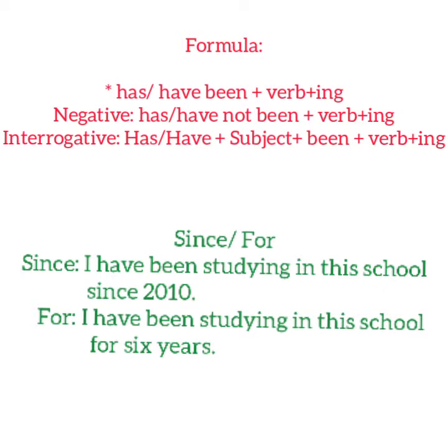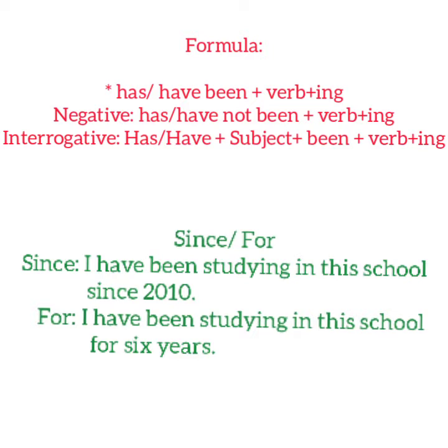Let us also learn the use of since or for. Because the words since or for are usually used in the present perfect continuous tense, it is important to know how to use since or for in a sentence. Since is used to refer to a specific point in time. It can be a specific year, specific month, specific day, etc., like since 2001 or since January or since Monday.